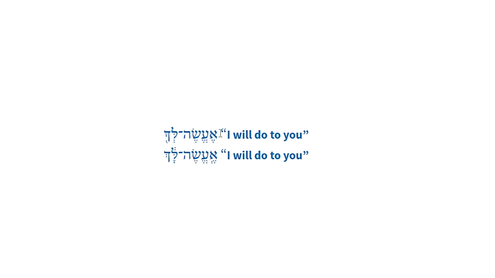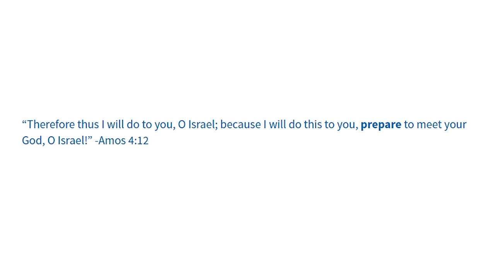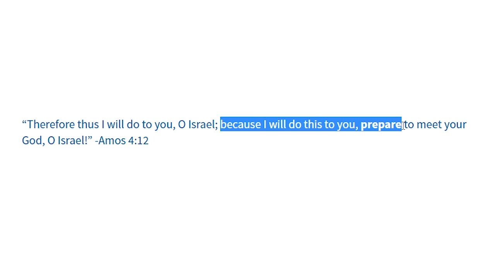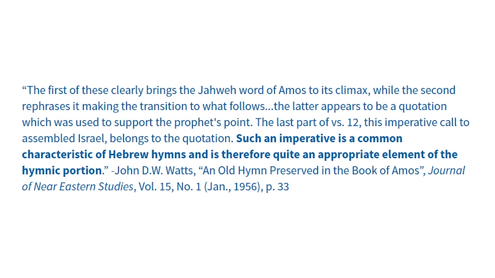And you can see that this is a match in Hebrew as well. This is an imperfect first person, so I will do, and then the verb asa right here. So I will do to you, and I will do to you. And this is followed by an imperative. Therefore, thus I will do to you, O Israel, because I will do this to you. Prepare to meet your God. Okay, so we have two repeated phrases, and then we have an imperative. Watts says, the first of these clearly brings the Yahweh word of Amos to its climax, while the second rephrases it, making the transition to what follows.